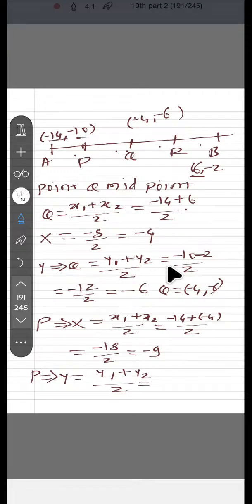It says here minus 10 minus minus 6, divided by 2. Minus minus becomes plus, so plus 6 minus 10, which is equal to minus 4, divided by 2, which is equal to what? Minus 2. So P is equal to... what are the points? The point says here minus 9 comma minus 2.